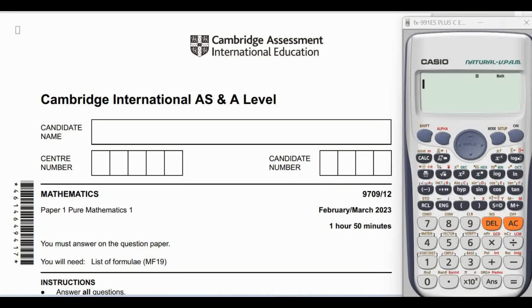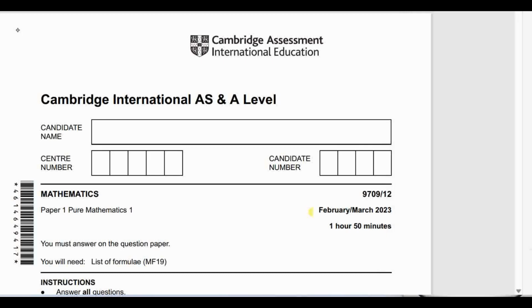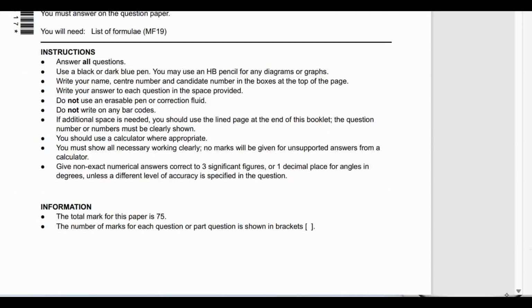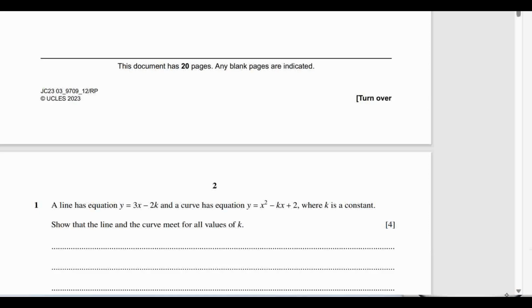Hello everyone. Today we are going to discuss paper 1-2 of February March 2023, and these are the instructions we have to follow. Let's move to question number 1.